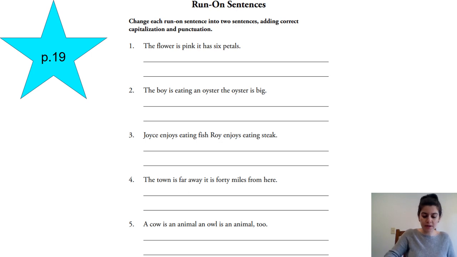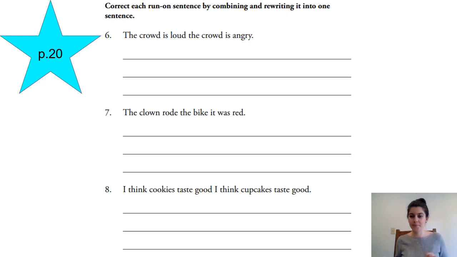Go ahead and complete number 3 through 5 on your own. Press pause on the video so that you can work, and then when you're finished, come back, press play, and we'll do the next page, page 20. Okay, nice work on page 19.